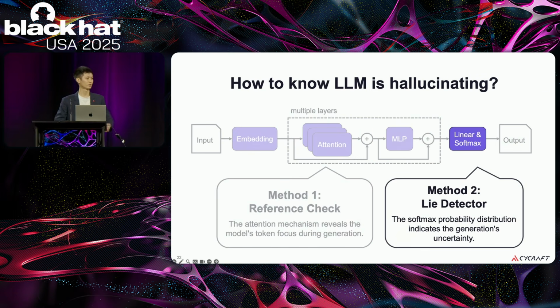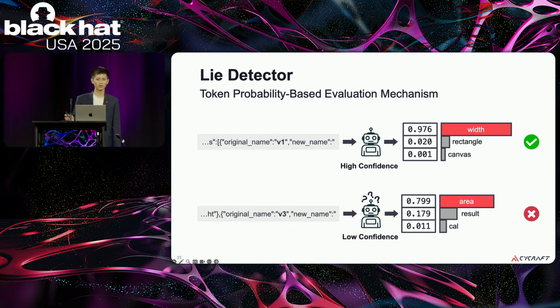So after this, we have introduced our first method, reference check. We use the attention mechanism to know what information the model focuses on when it generates the answer. And next, we will talk about the lie detector, how we use the softmax layer to build it. In the softmax layer, there is a token probability distribution. If the distribution is focused on one token, it means the answer might be only one. Just like in the example, the answer of V1 might be only width.